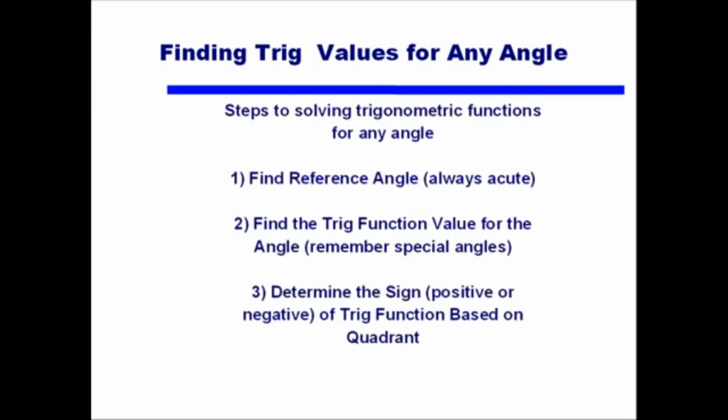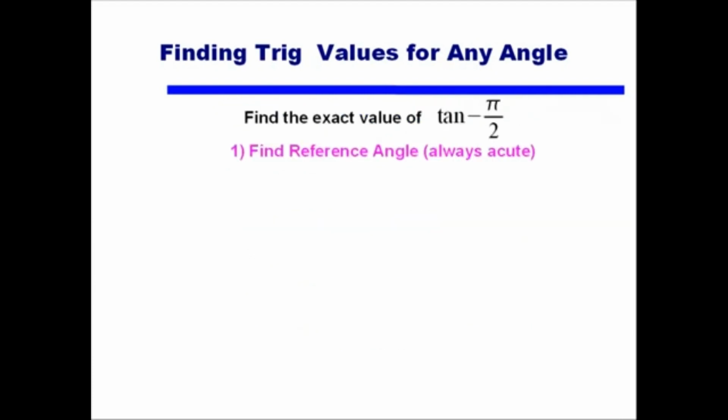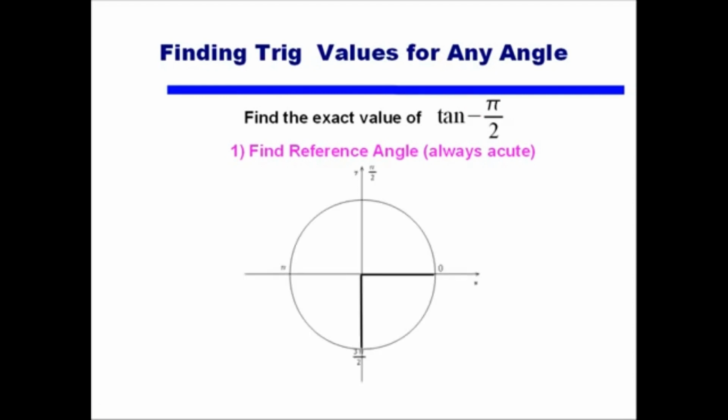Let's do another example. Again, we're going to still follow the same rules, and we're going to now look at tangent of negative pi over 2. We're going to find the reference angle. And I'm saying this is always acute. Well, I think I'm going to contradict myself here, because if we look at negative pi over 2, remember, a negative degree rotates in the clockwise direction. That actually lands us right on the negative y-axis. So this reference angle actually is equal to pi over 2. So this isn't really an acute angle.